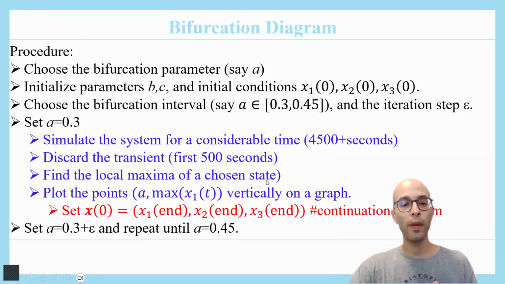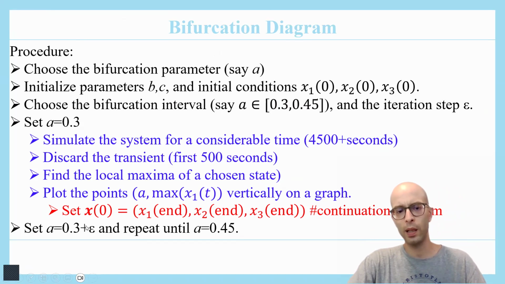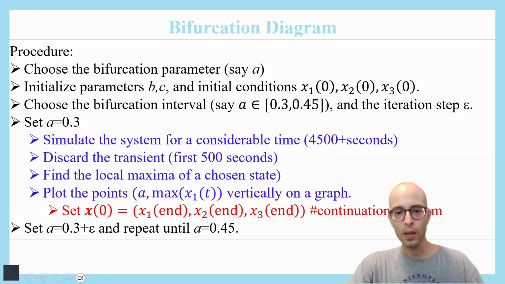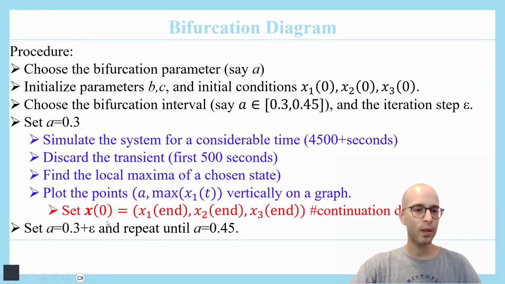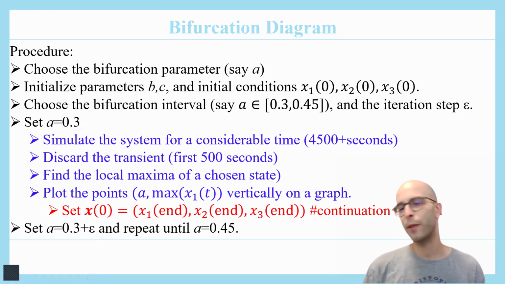Okay, after you do all that, you change the parameter of alpha, you increase it a little bit by the increment step epsilon, and repeat it again. Solve the system again, discard the transient, find the local maxima, plot them. Then you increase the value of alpha again. Simulate the system, discard the transient, plot the local maxima, and then repeat again. Increase the value of alpha, simulate the system, discard the transient, plot the local maxima, and so on until you complete the whole bifurcation interval.